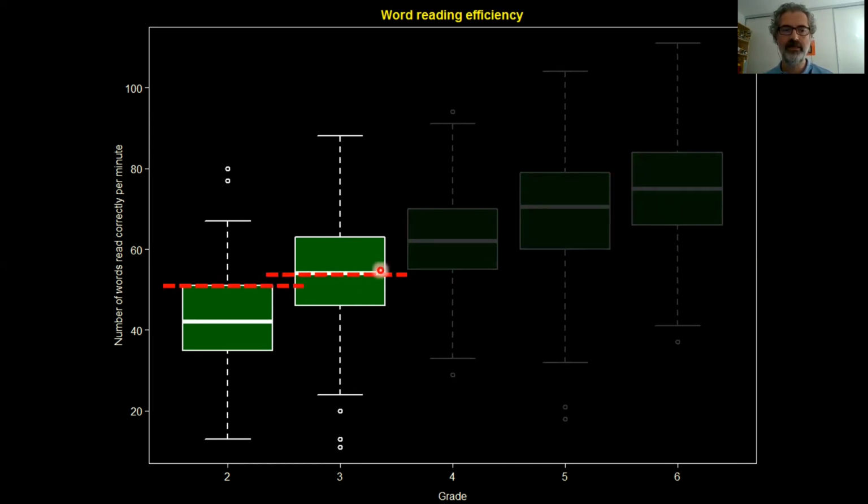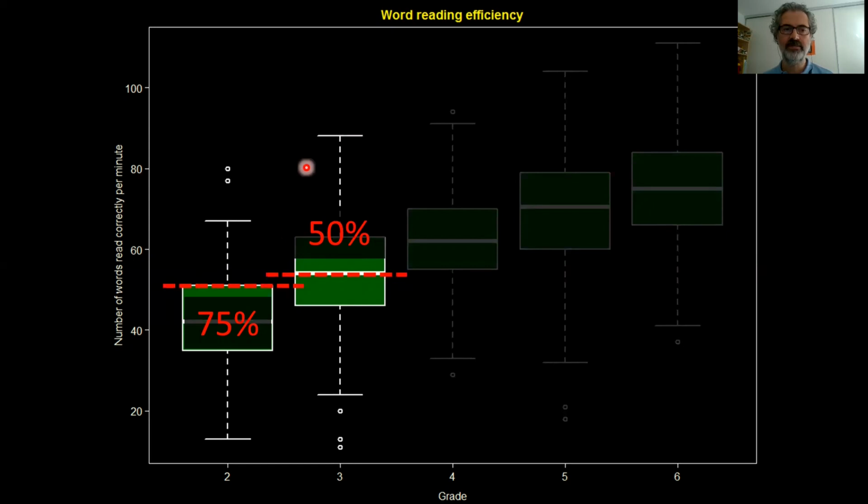You see that this line is actually a bit higher. This means that half of third graders have higher word reading efficiency than 3/4 of second graders. So this is 75% of second grade data below this red line. And this is half of third grade data above this red line.